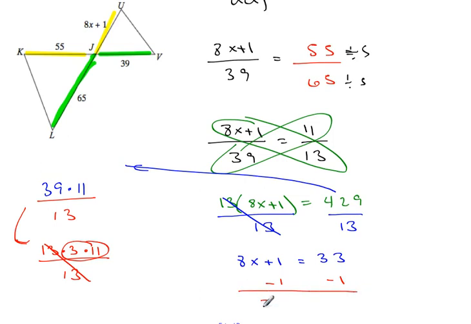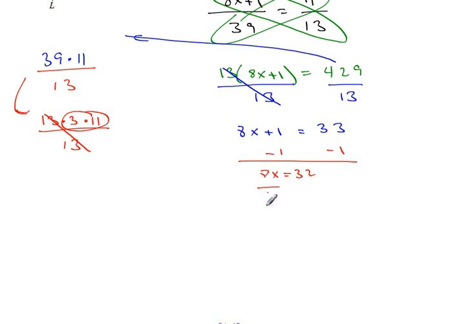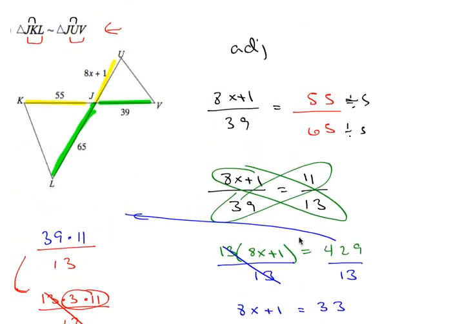Minus 1, minus 1. 8x equals 32. Divide both sides by 8, and x is equal to 4. 4 is not the length. 4 is just what x represents.